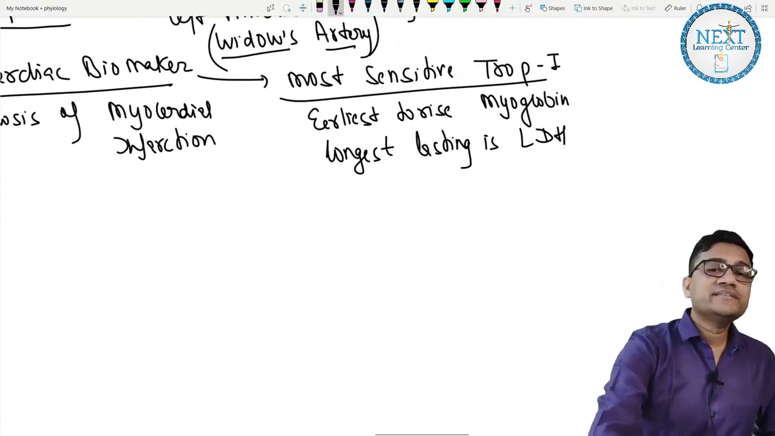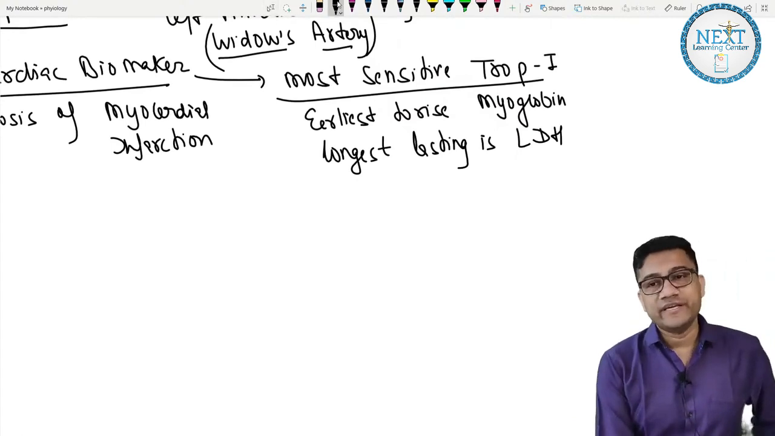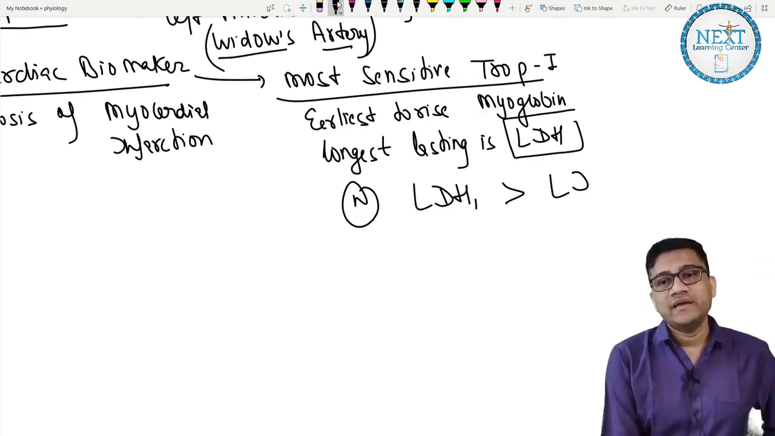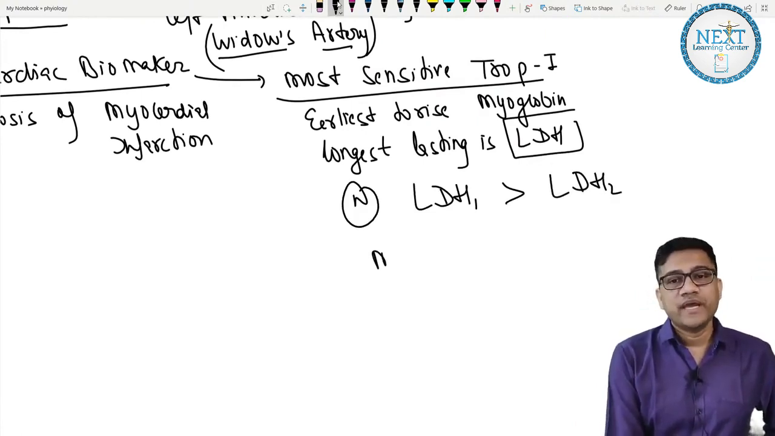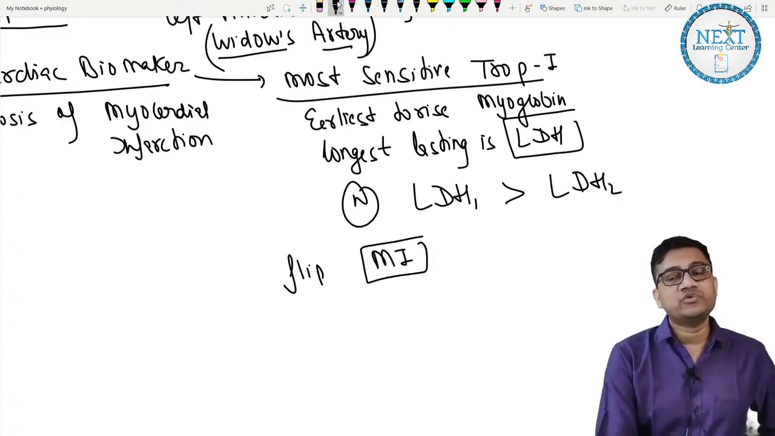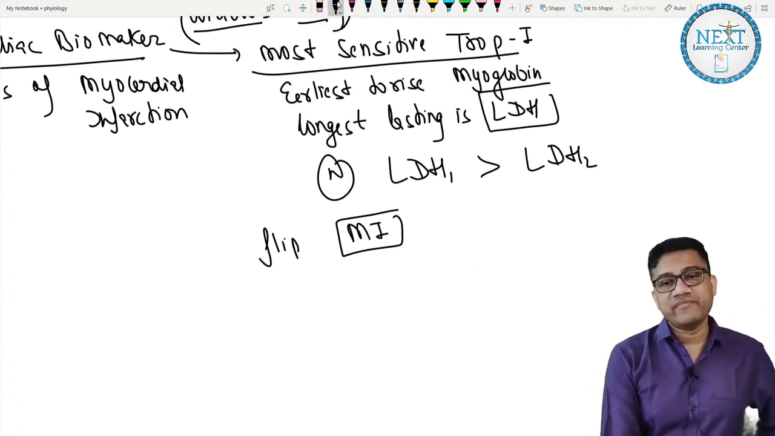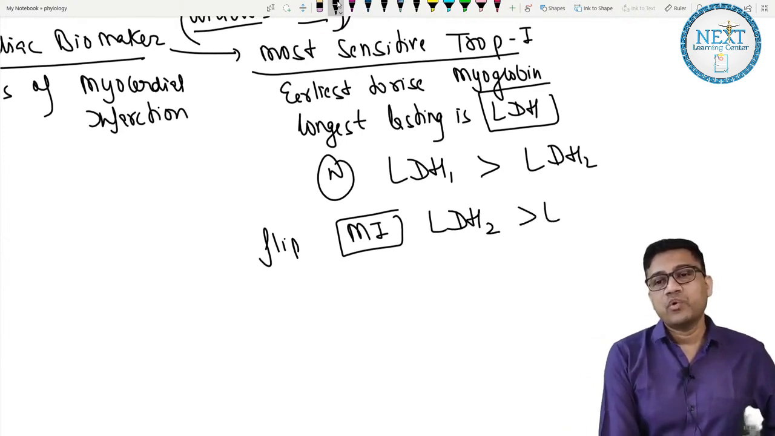Now what is the interesting thing? LDH. Remember, normally it is LDH1 more than LDH2. In MI there is a flip. What occurs? Flip occurs. Why? Because LDH1 is primarily coming from the cardiac tissue. So what happens? There is a flip, and now there is LDH2 more than LDH1.